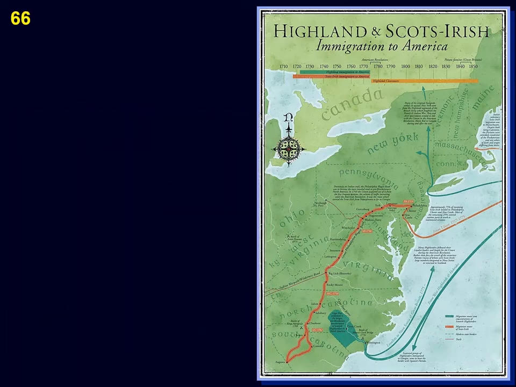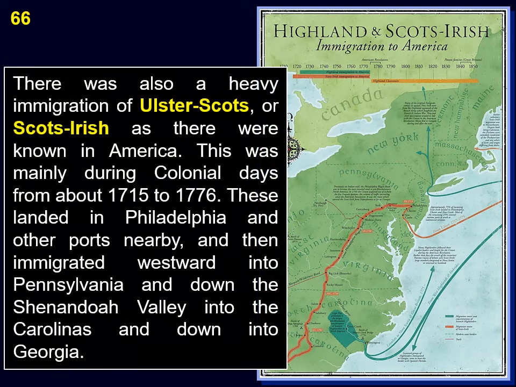There was also a heavy immigration of Ulster Scots, or Scotch-Irish as they were known in America. This was mainly during colonial days, from about 1715 to 1776. These landed in Philadelphia and other ports nearby, and then immigrated westward into Pennsylvania, and down the Shenandoah Valley into the Carolinas and down into Georgia.